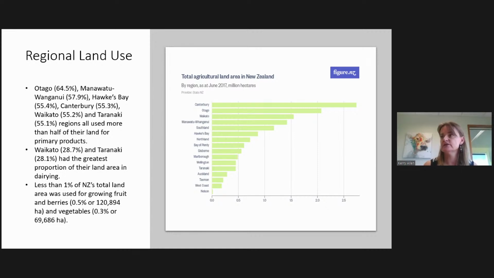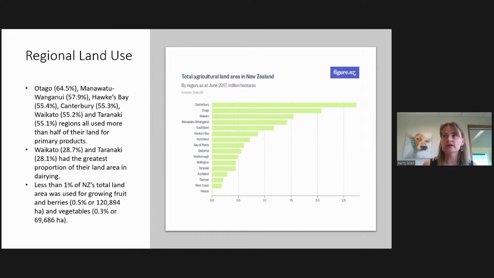But you can see the regions there on that graph, and it shows you which regions have the most agricultural land, with Canterbury topping that significantly. So they have the most land that is used for agricultural production. Okay, then we move down into Otago, which is pretty high as well, and then into the Waikato and the Manawatu.